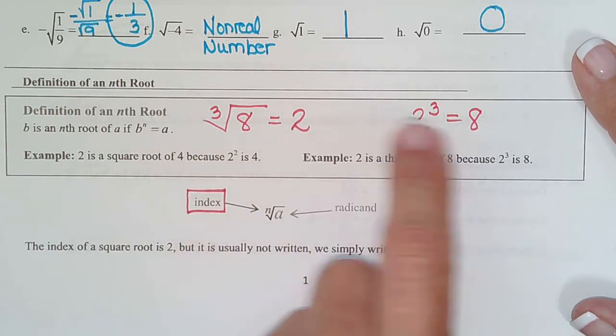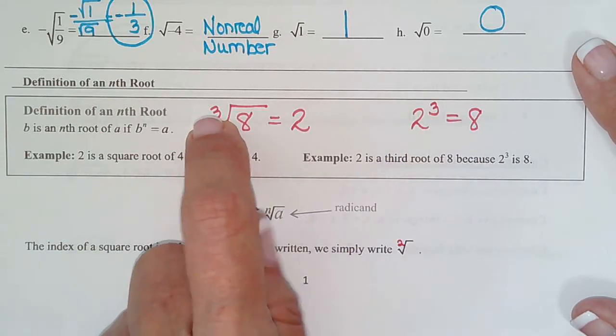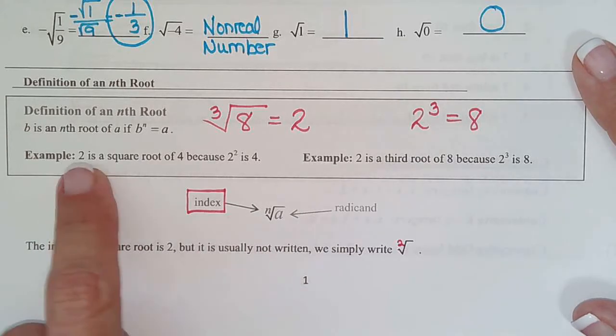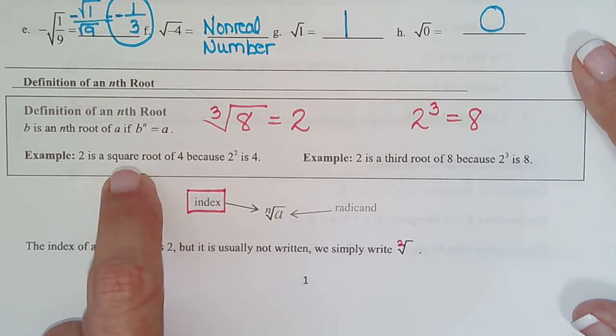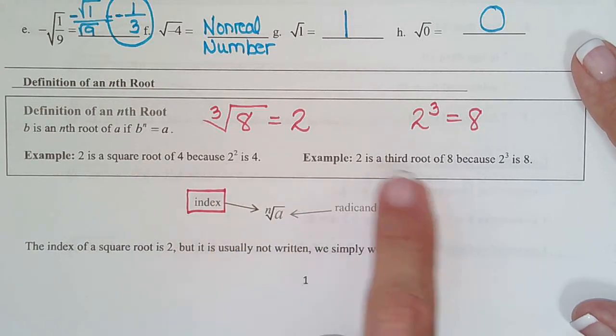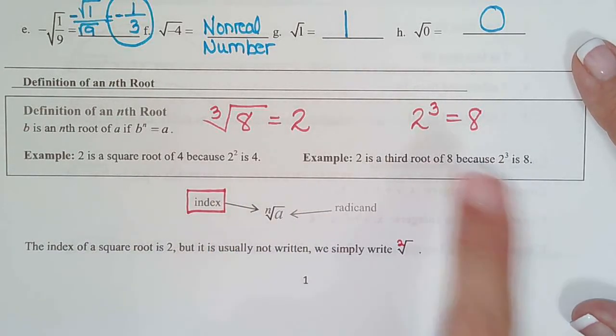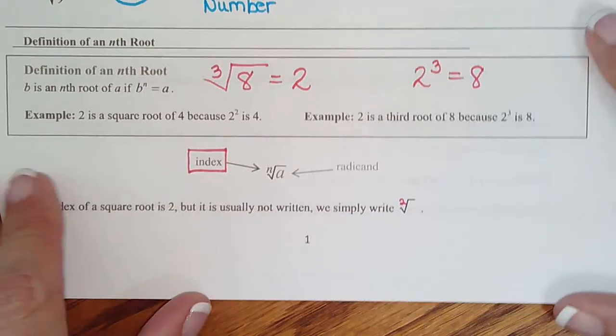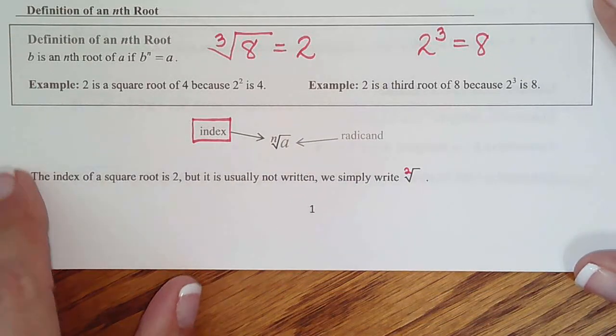If I write a number, then if I raise it to that power, I should get that number back. So square root of 9 equals 3. That means 3 squared equals 9. Cube root of 8 equals 2. That means 2 cubed is 8. So here's a couple more examples. 2 is the square root of 4 because 2 squared gives us 4. Oh, funny. Same. Never mind. I did the same example that was given.